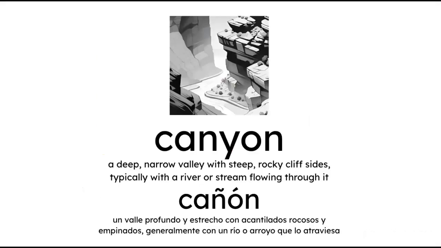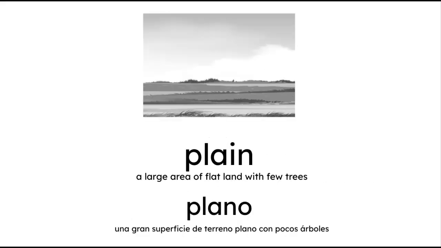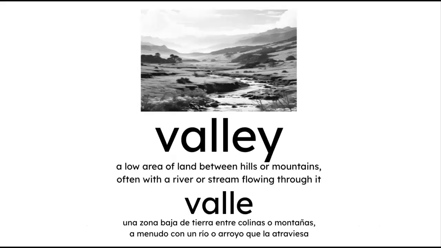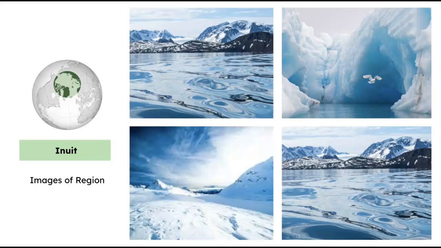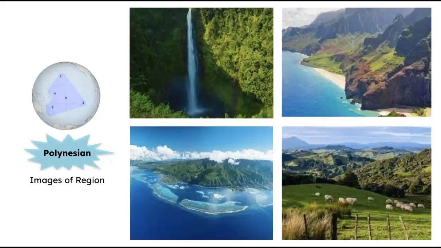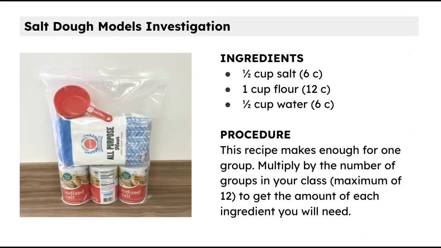You can post and discuss the canyon, mountain, plain, plateau, valley, and hill vocabulary cards. You'll again show the regional images of the explorers and have students use their Landforms Data Table student journal page to help them identify the different landforms in these images. For the Elaborate portion, you'll set up the Salt Dome Models activity.